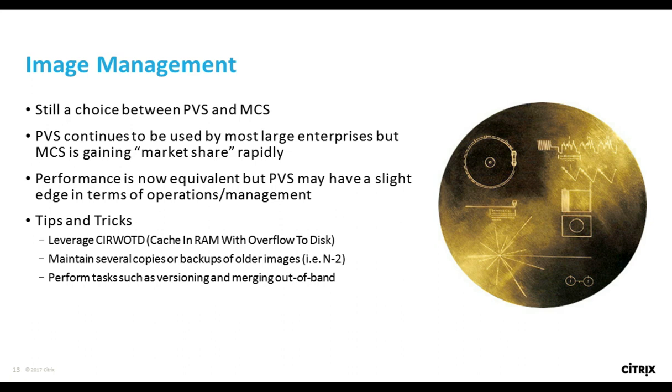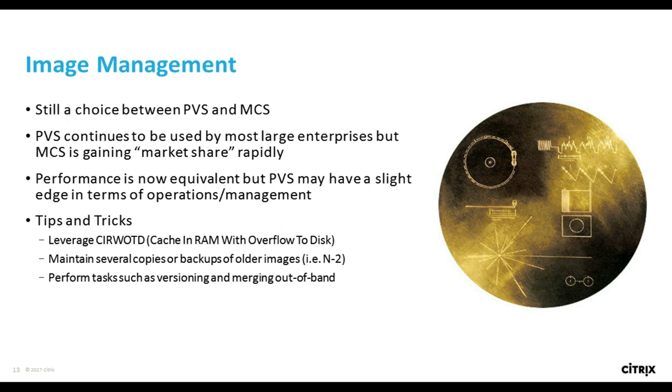I just mentioned the first tip or trick, but if you're not already, we're recommending that cache in RAM with overflow to disk functionality. Definitely enable that. It's a game changer in terms of storage throughput and eliminating the pesky IOPS problem. It also probably goes without saying, but we still recommend maintaining a few copies of each vdisk or image in case you need to revert.